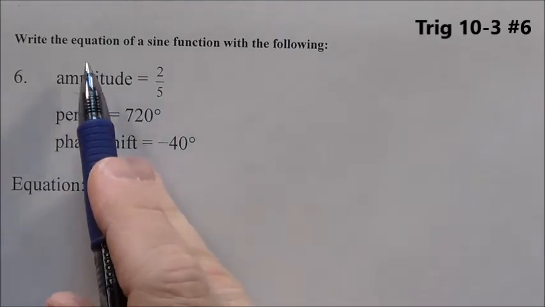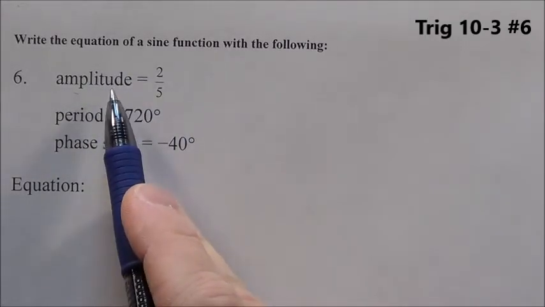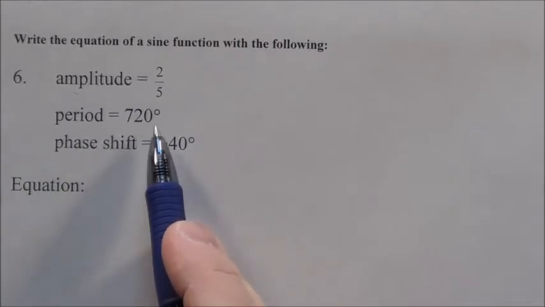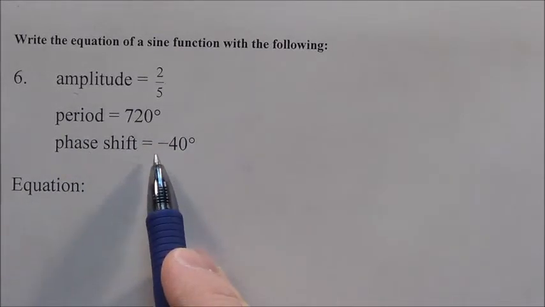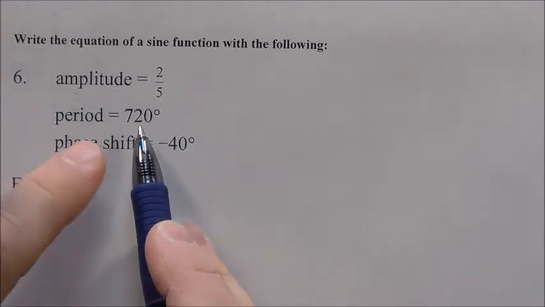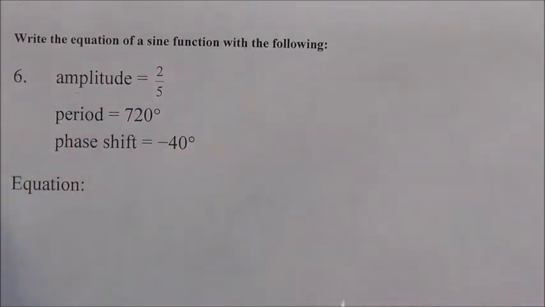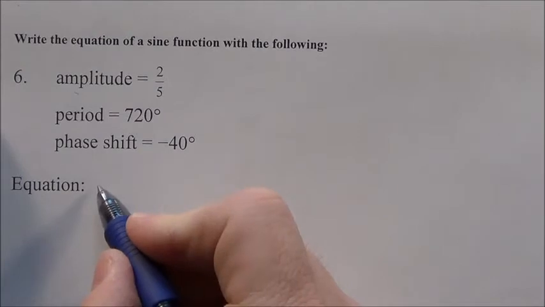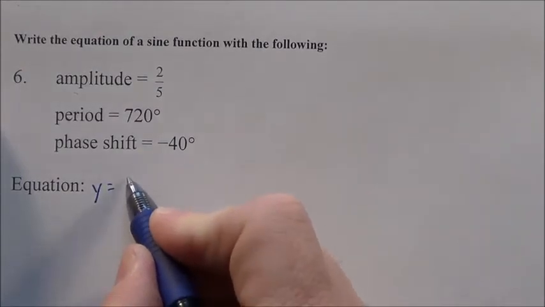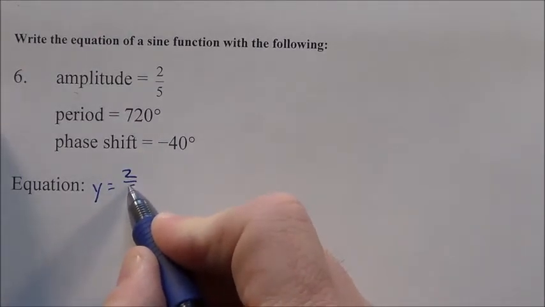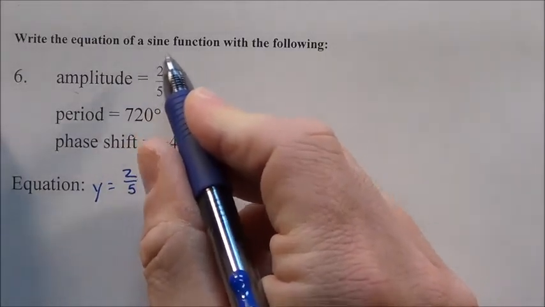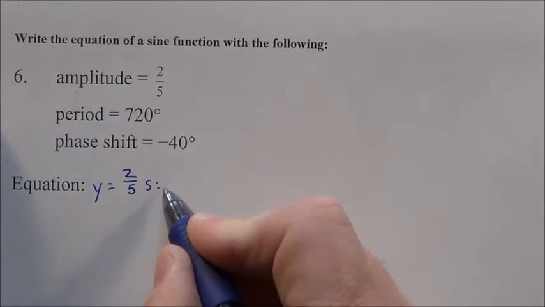Problem 6. They want us to write an equation of the sine function that has an amplitude of 2/5, a period of 720, and a phase shift of -40. So the period is 720, so it's stretched out. Got elongated. That accordion sort of went wide. Okay, no problem. The equation is y equals, always the amplitude comes first, 2/5. It says do it of a sine function, so it's sine.